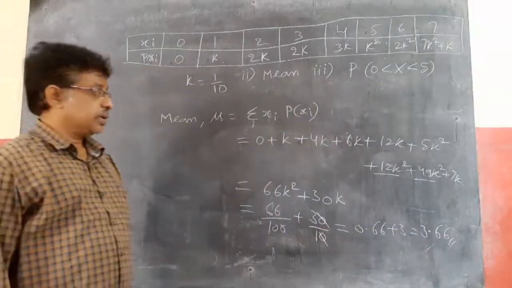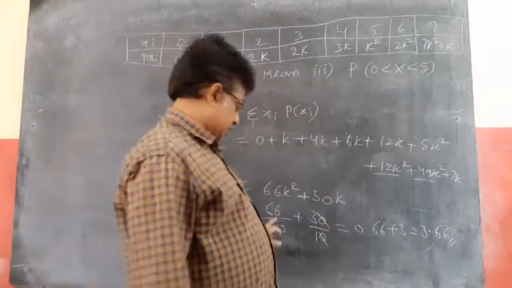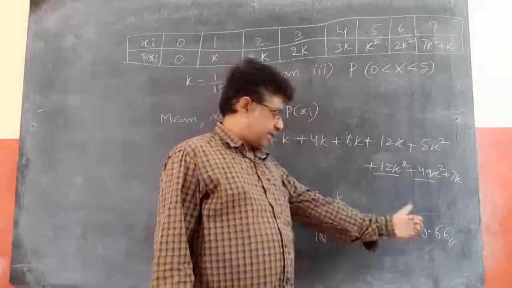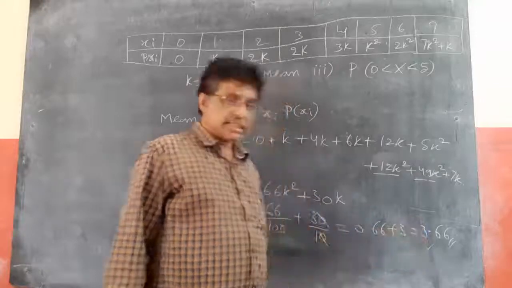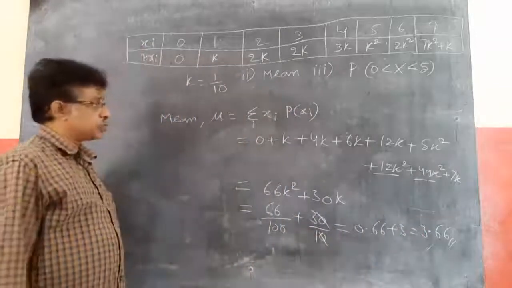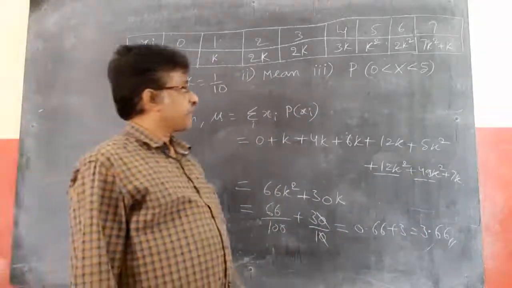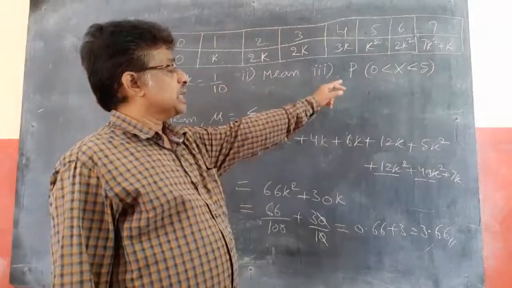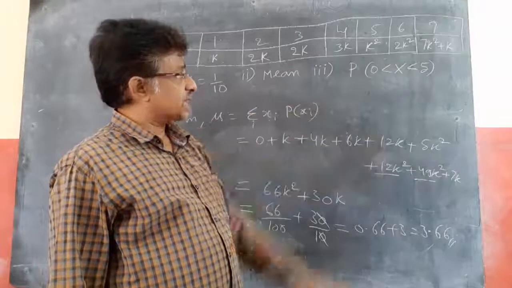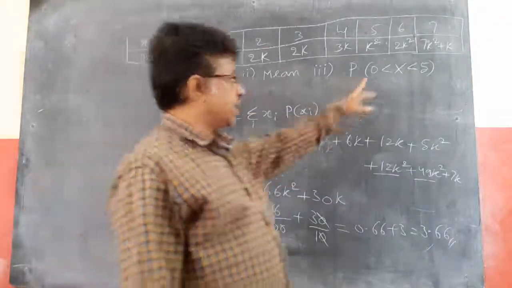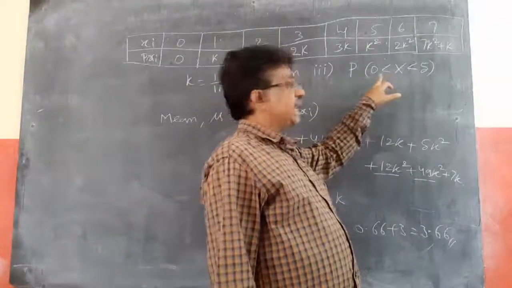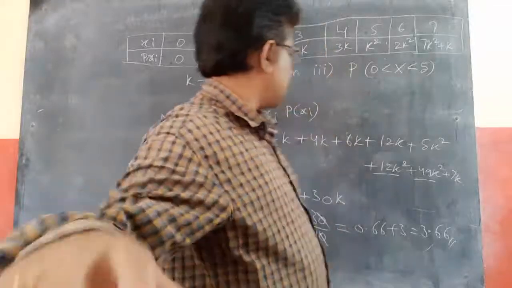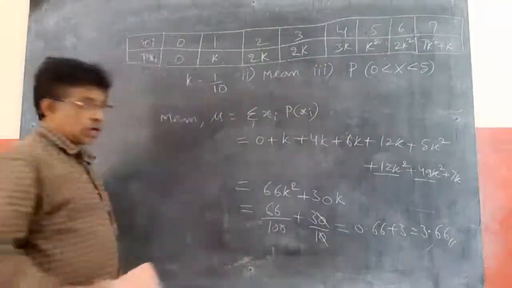3.66 is the mean. 100 by 66 by 100 is 0.66 plus 30 by 10 becomes 3. 3.66 is the mean of the probability distribution, PDF, probability distribution function. And now he is asking to find P of x lie between 0 and 5, but there is no equal to, so we need to find 1, 2, 3, 4.